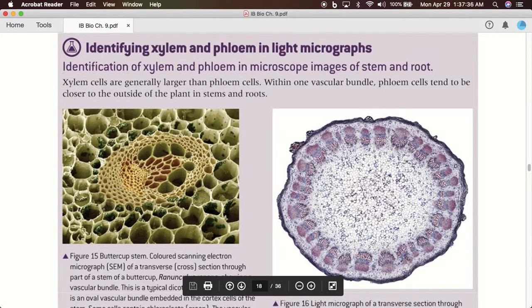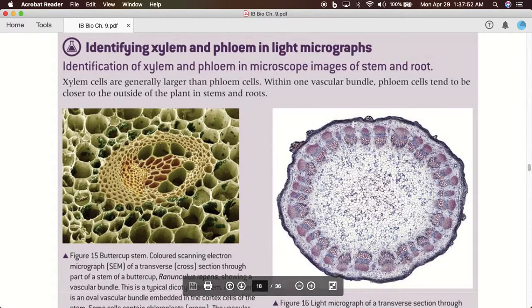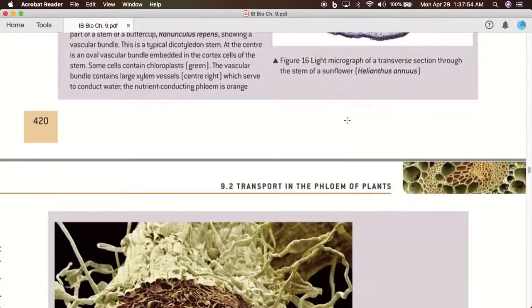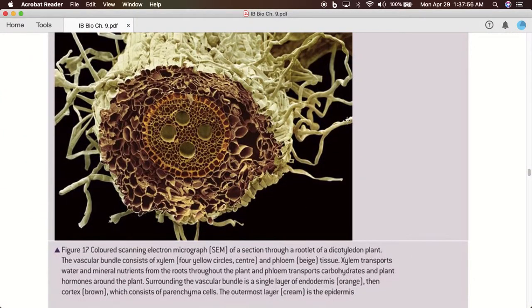And then over here we have another cross section. Again, closer to the inside is the xylem. So all of these white circles that you see are the xylem. And then this ring of kind of pinkish purple on the outside, those are going to all be the phloem. And the blue in between them, that's the cambium. And together they make a vascular bundle. So you should just be familiar with that.